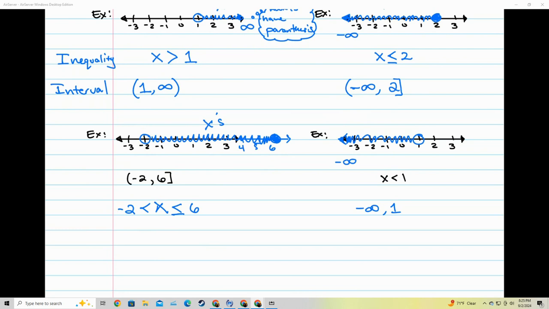It's an infinity, so you never put a bracket on an infinity. I need a parentheses. And as far as the 1 is concerned, notice that the 1 is not shaded, so this is going to need a parentheses as well.